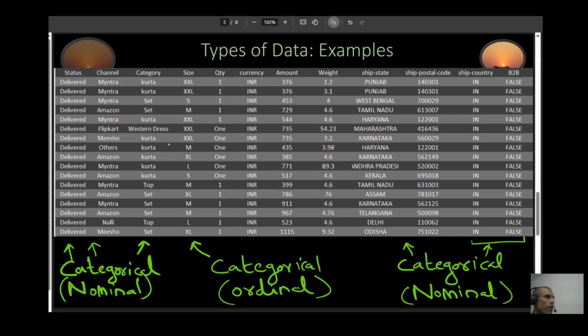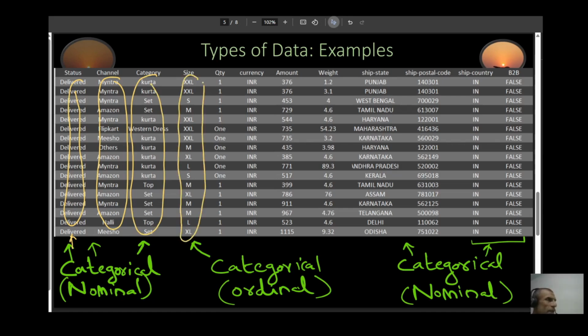Now let's take a look at this one right here. Look at the status right here, delivered. This column is all categorical nominal. Now look at the channel. Just by looking at a few values, you can tell that this is categorical nominal. Same thing with this right here. You can tell it's categorical nominal. Oh, look at this right here, size. Now this one is categorical, but you can say one is bigger than the other. So this is ordinal, right? I can say my large is smaller than extra large. I can make these types of hierarchy. So it's ordinal.